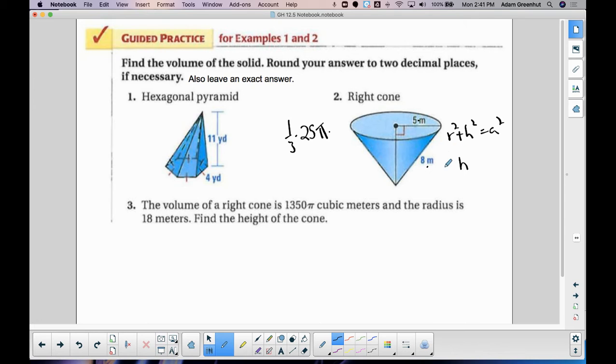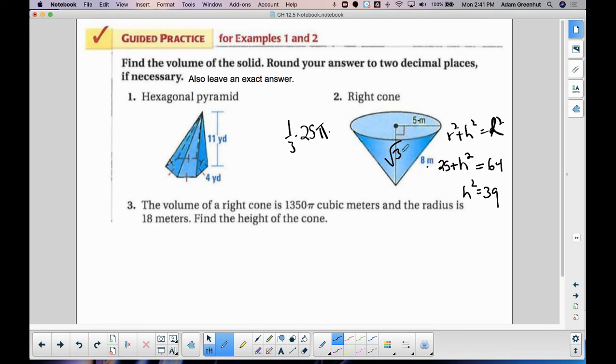The radius squared was 25. The height squared equals the slant height squared, first of all. That slant height is 8 squared, which is 64. So we're doing 64 minus 25, which is 39.